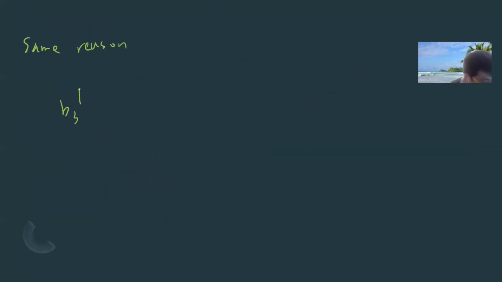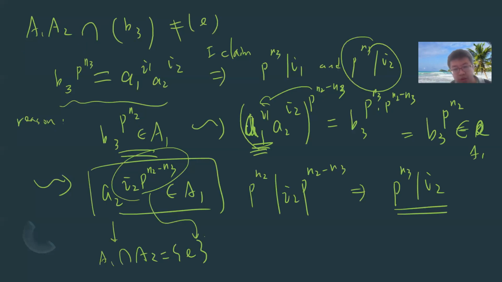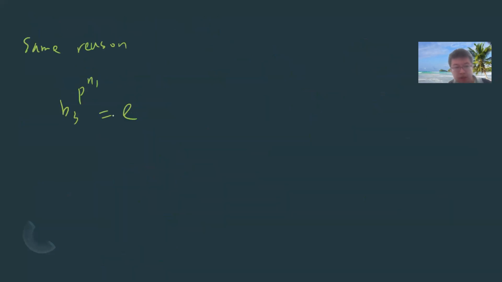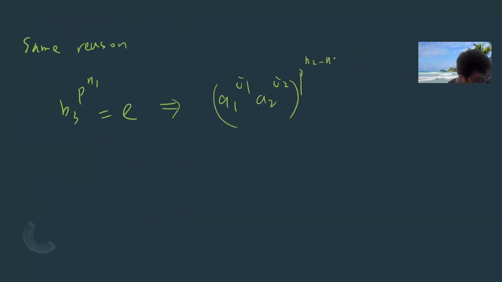You can take B3^(P^N1), right? And by previous, it must be identity. Otherwise, in the first step, I would already choose N1. Why is this true? Otherwise, if this is not in A1, then previously I would not choose N2, right? So that means it's the maximum power. This P^N2 is already the maximum order. So in this case, it's identity. So since it's identity, I can do exactly the same thing, which is A1^I1 A2^I2 to the P^(N2 minus N3) is B3^(P^N1), which is identity.